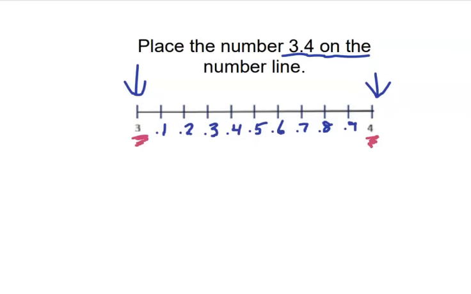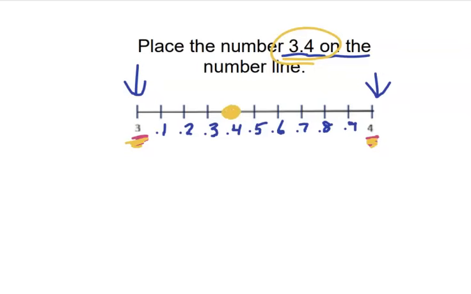0.1, 0.2, 0.3, 0.4, 0.5, 0.6, 0.7, 0.8, 0.9. And now we're at 4. So between 3 and 4 is 3.1, 3.2, 3.3, and so on. All right, so to graph 3.4, we just go to 3.4 and put the dot right there. That's all you have to do.